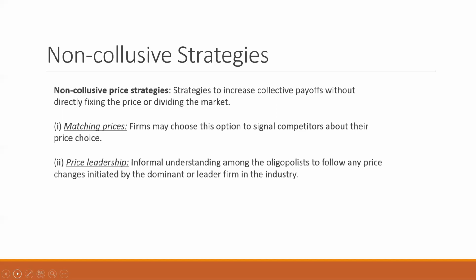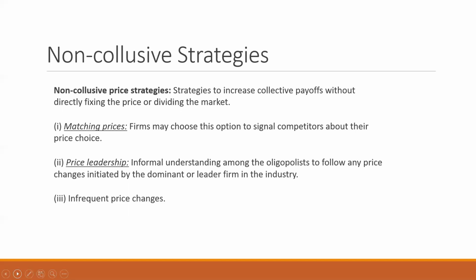The second thing could be price leadership. Sometimes it is inevitable to increase the price. But when there is a Nash equilibrium, any firm that wants to increase will be losing profits. So they don't take any initiative. In that case, they may come up with something called price leadership. That means there is an informal understanding among the oligopolists to follow any price changes initiated by the dominant firm or a leader firm in the industry. That means if that firm increases the price, the other firms automatically increase the price.